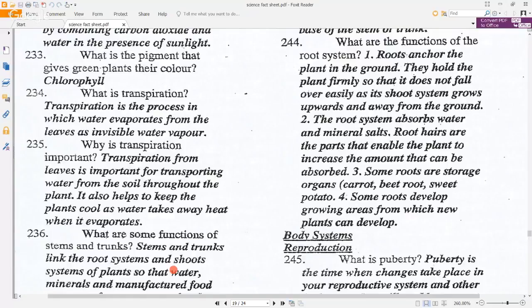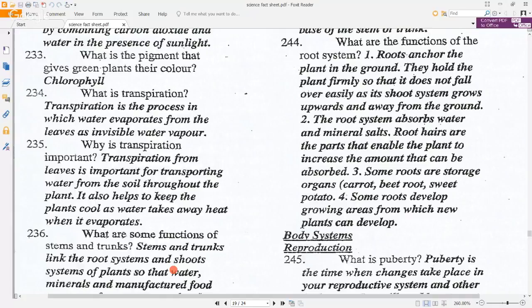What is transpiration? Transpiration is a process in which water evaporates from the leaves as invisible water vapor. Transpiration helps to cool the plant, and perspiration helps to cool man. Why is transpiration important? Transpiration from the leaves is important for transporting water from the soil through the plant. It also helps to keep the plant cool as water takes away heat when it evaporates.